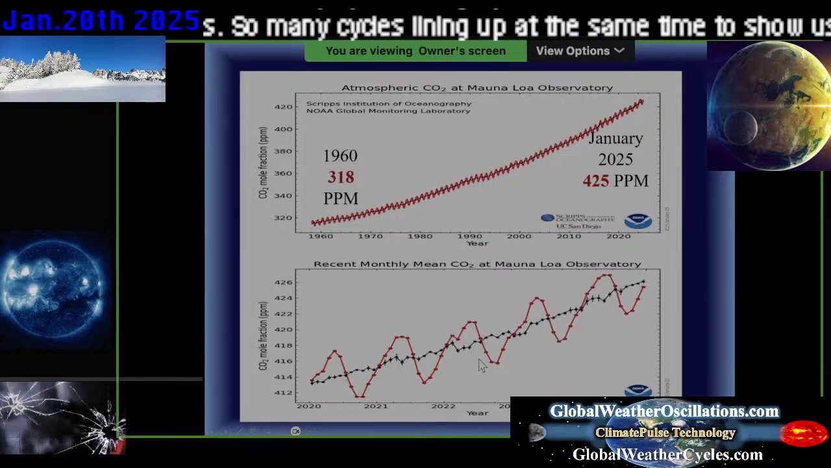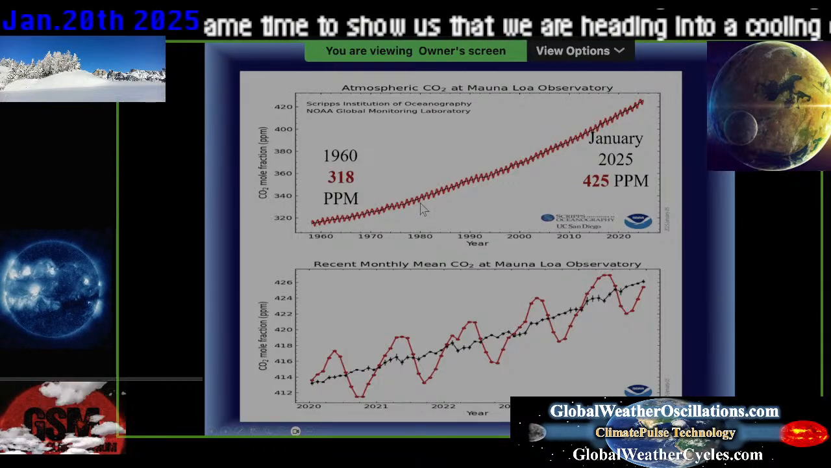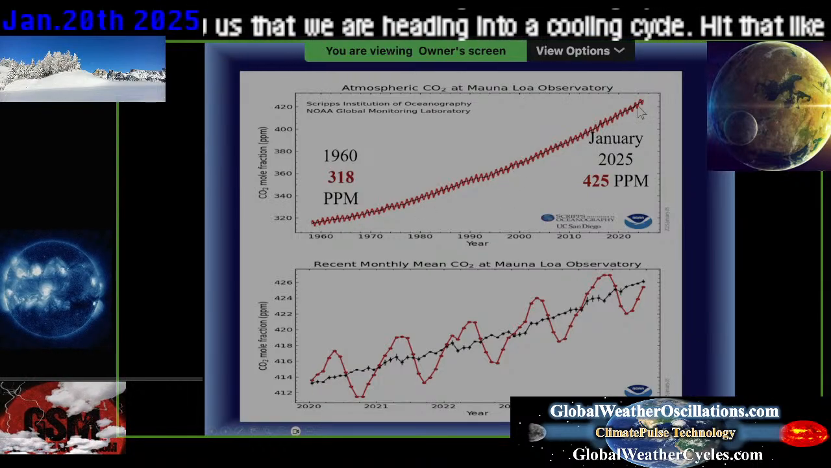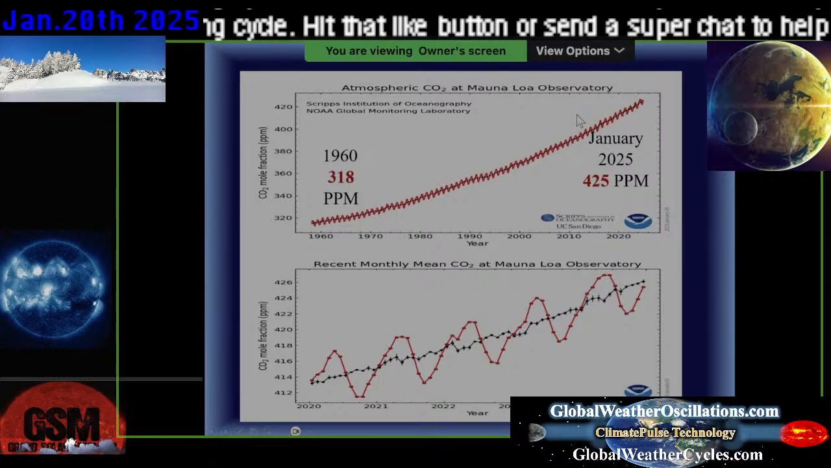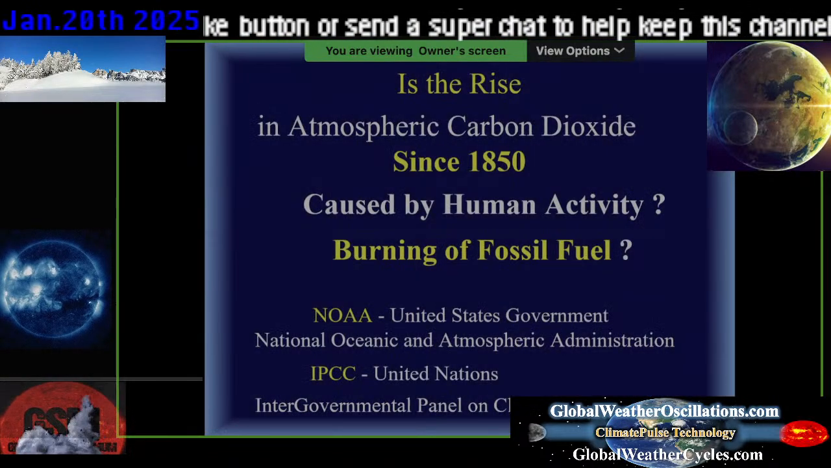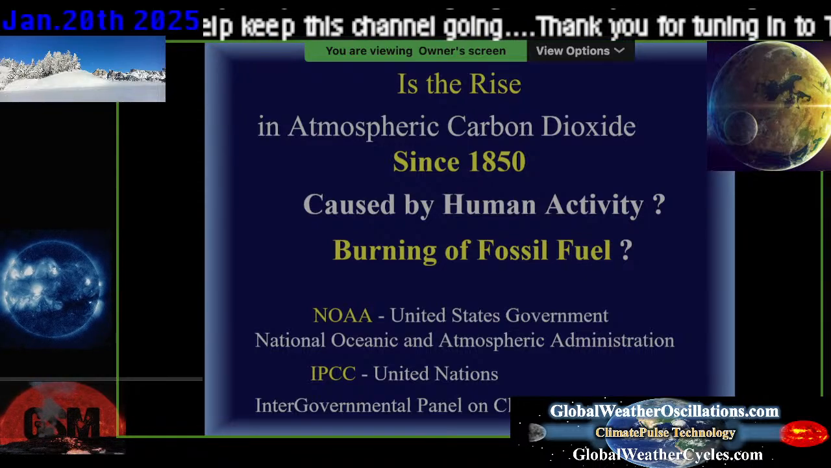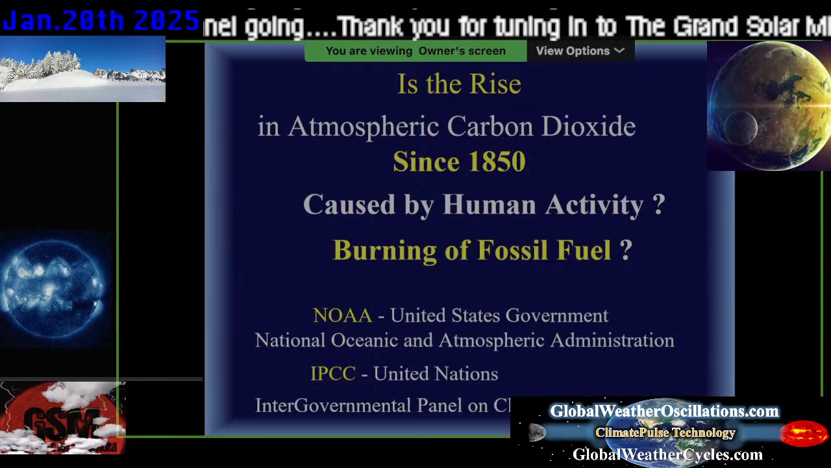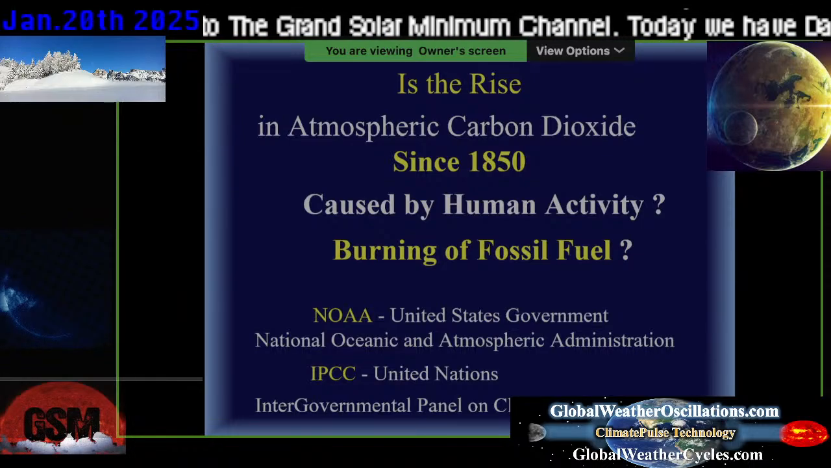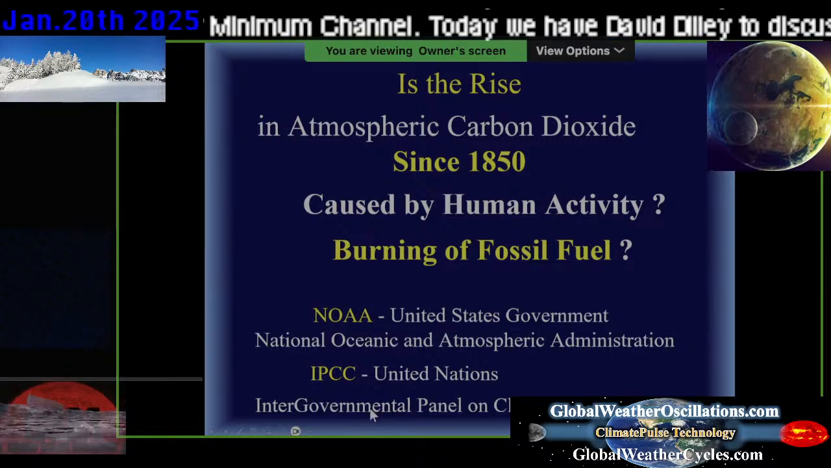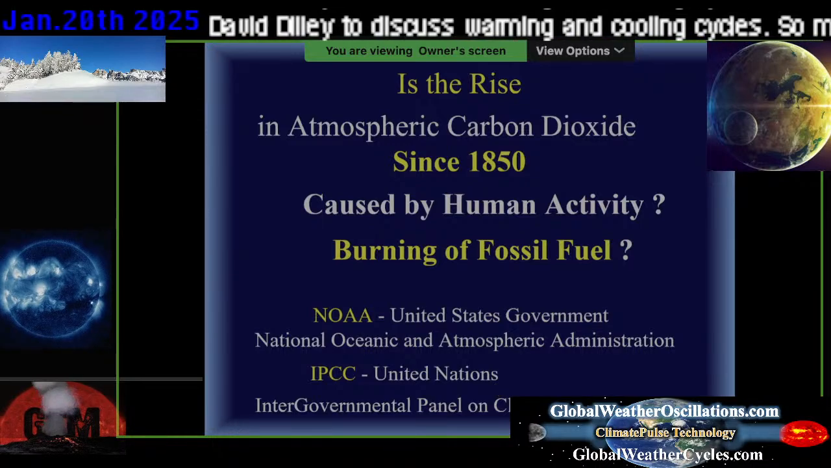Carbon dioxide has been increasing since 1960 up through about 2024 to January 2025. So you can see it's a kind of steady increase in carbon dioxide. Well, is the rise in atmospheric carbon dioxide since 1850 caused by human activity? Did the burning of fossil fuels add all this carbon dioxide to the atmosphere? NOAA and the Intergovernmental Panel on Climate Change say yes. It's all due to fossil fuel.